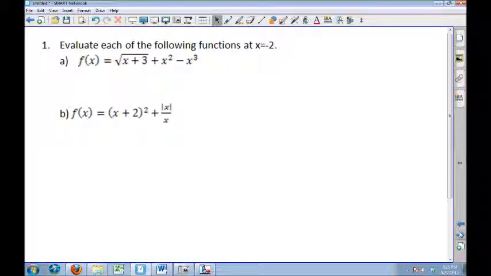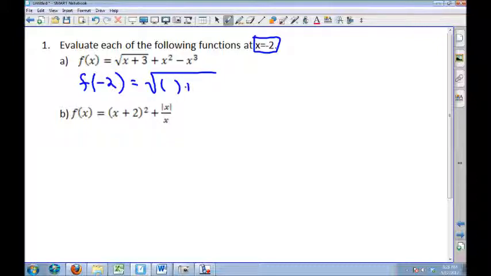Let's take a look at what we have today. We want to evaluate functions at a given value, here x at -2. To do that, I'm going to replace the value of x with -2 everywhere I see it throughout this function. So I have the square root of my value x plus 3 plus my value x squared minus my value of x cubed. And in this case, my value of x is -2. So I will insert -2 for all those values for x.